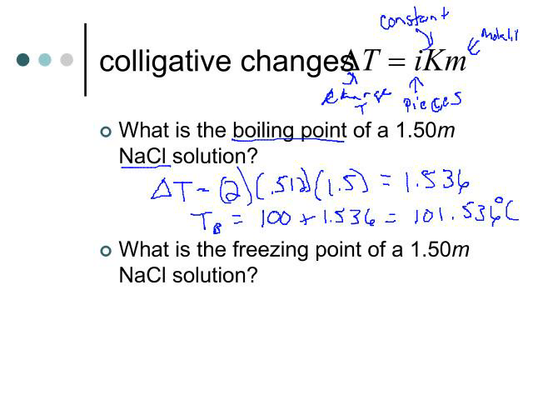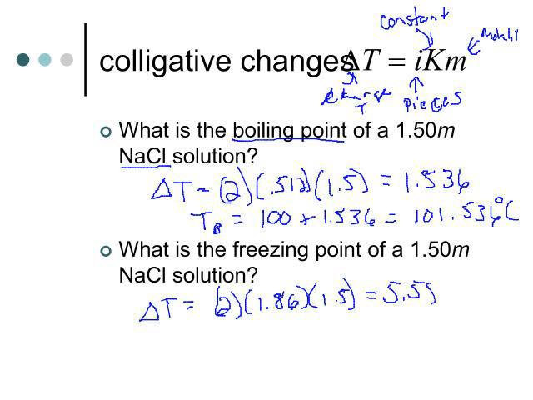Freezing point is the same thing, you just have a different constant. So delta T is equal to 2 times 1.86 times 1.5. That gives us 5.58. That's your change in temperature, not your actual temperature. So your freezing point is going to be 0 degrees Celsius, the natural freezing point of water, minus, because we're lowering our freezing point, 5.58. So our new freezing point is a negative 5.58 degrees Celsius.